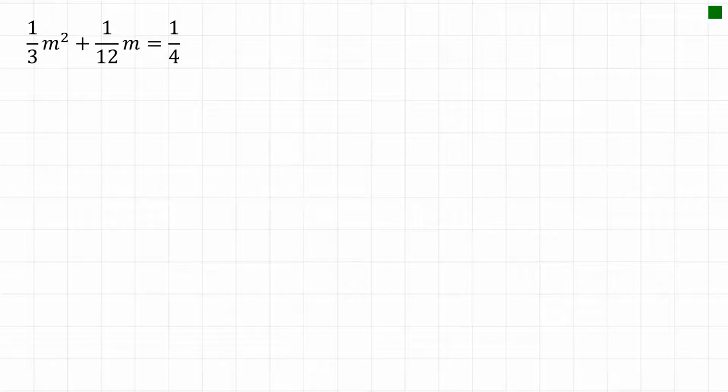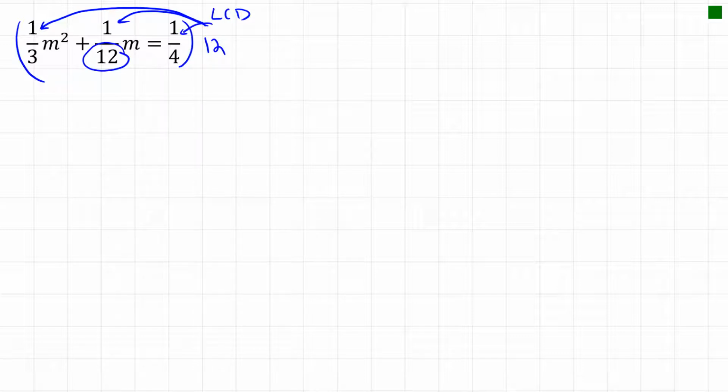All right, we're going to make our lives a bit easier here by multiplying everything by 12, because that's the lowest common denominator. And by doing that, we're going to get rid of all those nasty fractions. So 12 multiplying into the whole equation, both the left and the right side, will clear the fractions. 12 over 3m squared is the first term, 12 over 12m the second, and 12 over 4 is the term on the right. Now I can reduce these fractions to get 4m squared plus m equals 3.